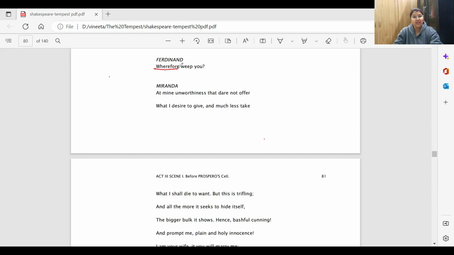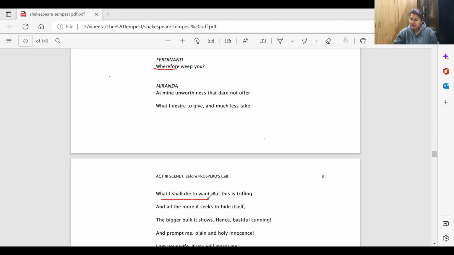Why are you weeping? Miranda says, at mine unworthiness. I am weeping at my unworthiness that dare not offer what I desire to give, and much less take what I shall die to want. I cannot dare to offer you what I desire to give you. I cannot give you what I want to give you. And much less take what I shall die to want. And at the same time, I can't take what I would even die to take.